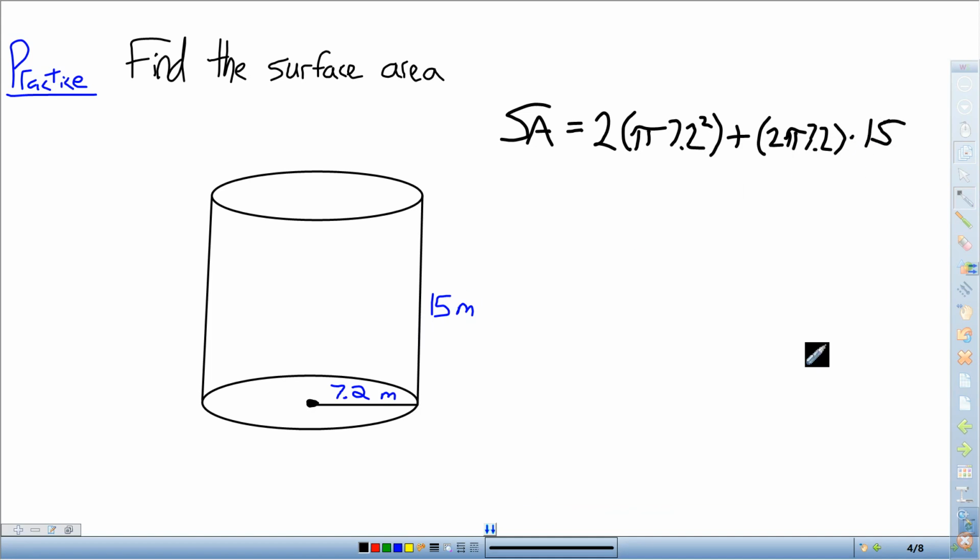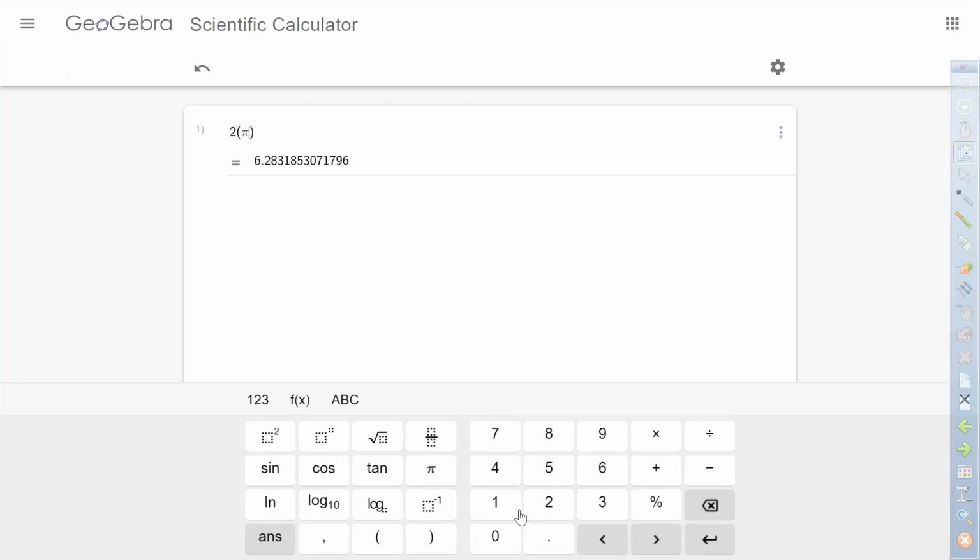Okay, so again, that's not anything too difficult. The formula is kind of sitting there. There's no guessing on it. We just need to make sure we type it in right. So let's go in: 2 pi 7.2 squared plus 7.2 pi 7.2, times 15. Okay, sorry, so I'm getting 1,004.